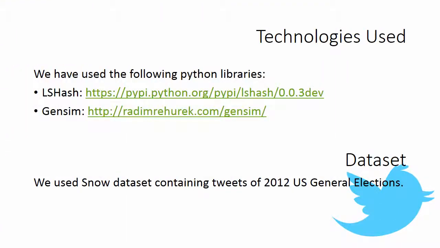We use Python for most of our coding part, and to aid us we use two external libraries. First one is LSH, which we use to find distance between two tweets, and the other one is GenSim, which we use to create a corpus out of the whole Twitter dataset. Now the dataset that we used was obtained from Snow that contained 2012 US general elections tweets.